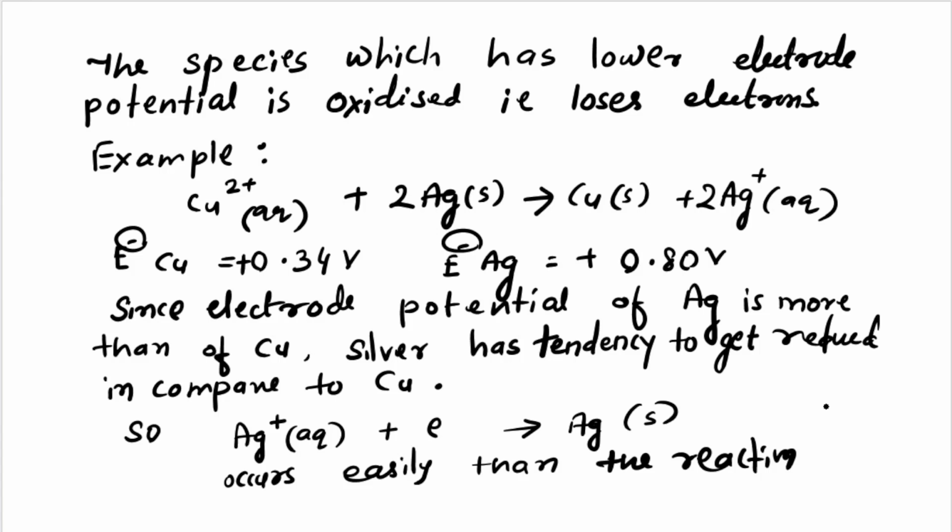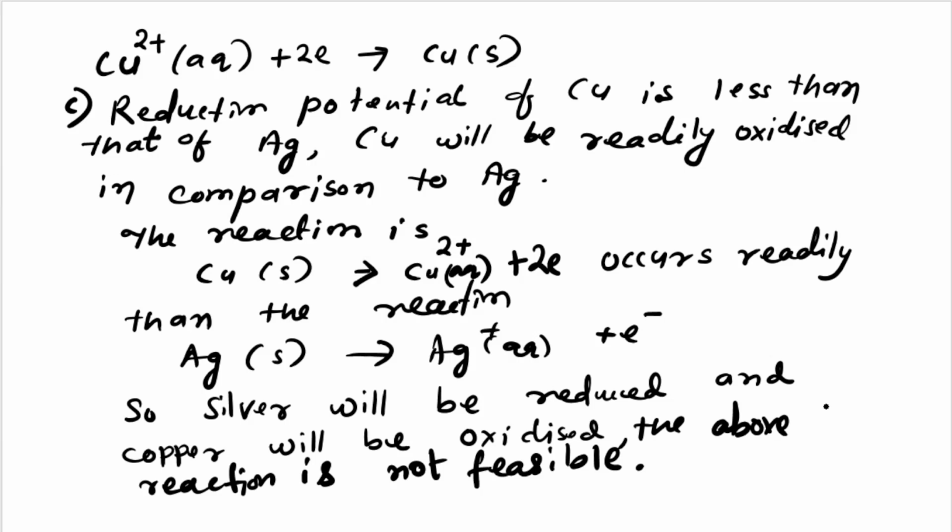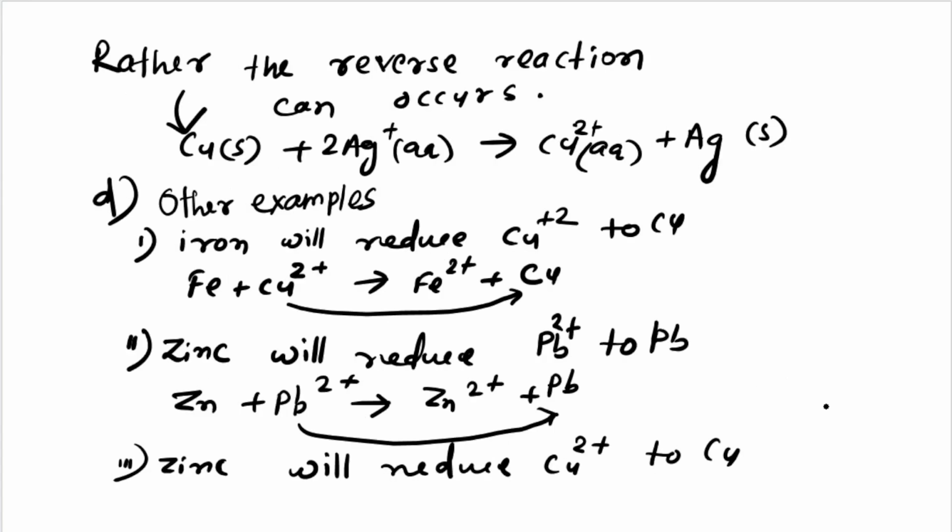Now we can observe Cu2+ and Ag, that is feasible. Then it is feasible, the reaction where Cu2+ gains electrons. The reduction potential of copper is less than that of silver, so Cu will be readily oxidized in comparison to silver. So here it is feasible, are you clear? Feasible means that the cathode should have a higher value than the anode.